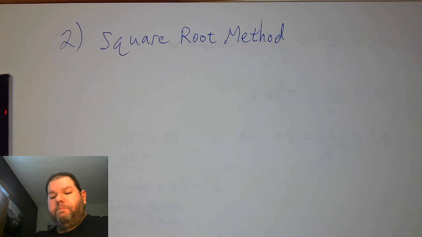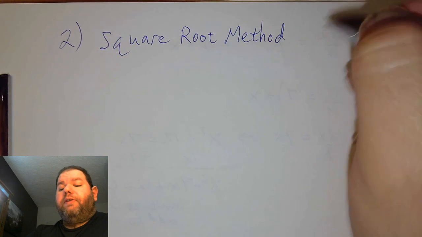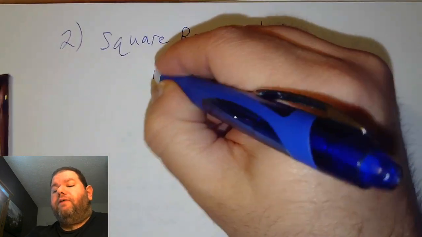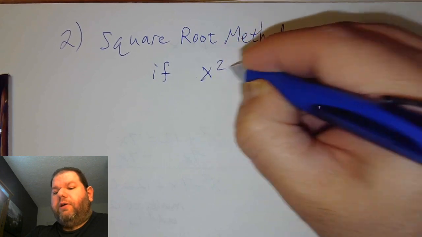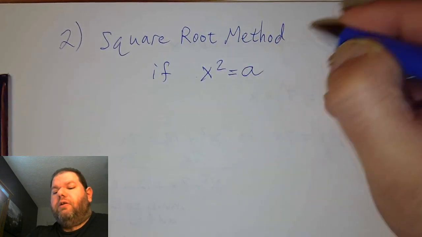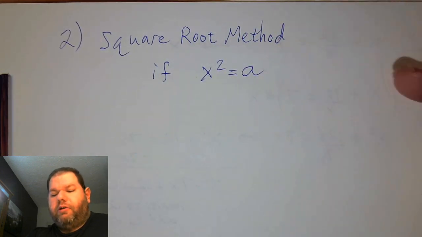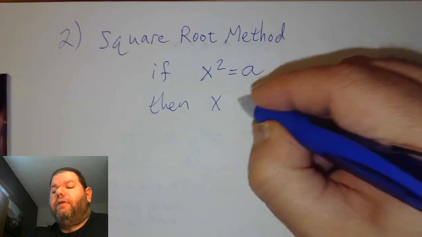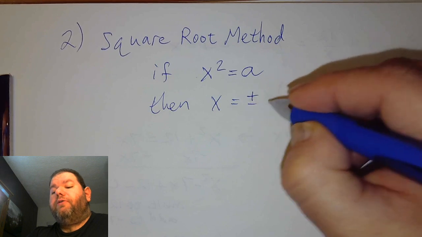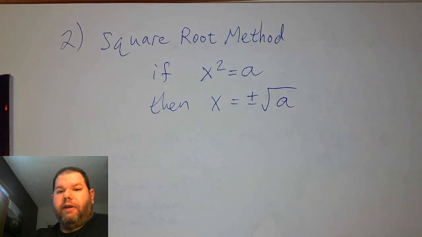Okay. So our square root method says that if x squared is equal to some number a, and we'll just call it a, then x is equal to plus or minus the square root of a.